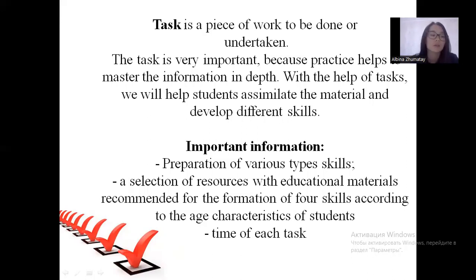Important information is preparing various types of tasks, for example listening, reading, writing, speaking, and I would like to include pronunciation and vocabulary, and so on. A selection of a resource with educational material recommended for the formation of four skills according to the age characteristics of students, and of course the last one, the time of each task.